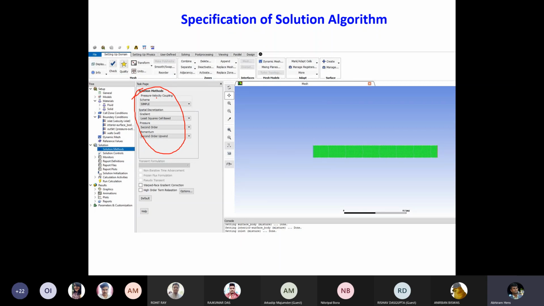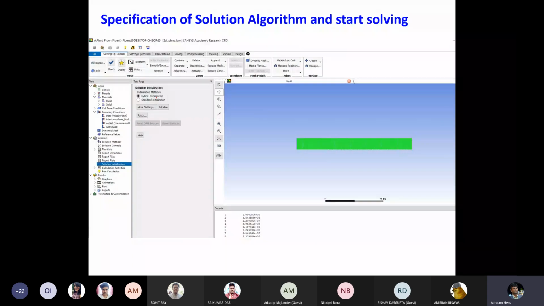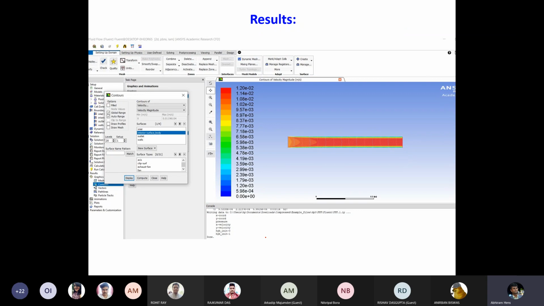I am just showing you how step by step you can move onward. And this is the specification of the solution algorithm and start solving. So you finalize it and solve. The moment it will start solving, you will see that some numbers will keep on appearing here. That indicates that solutions are going on. And then finally when results come out, you can get like this.